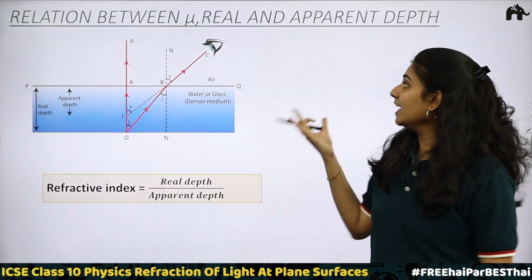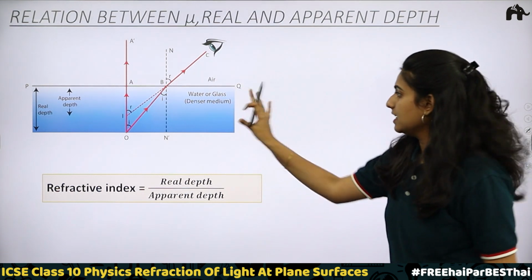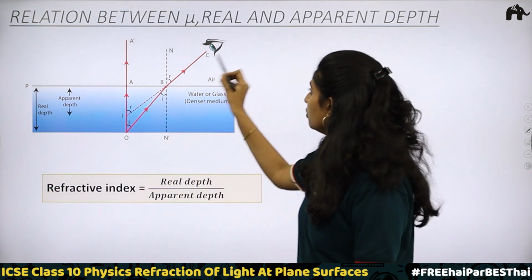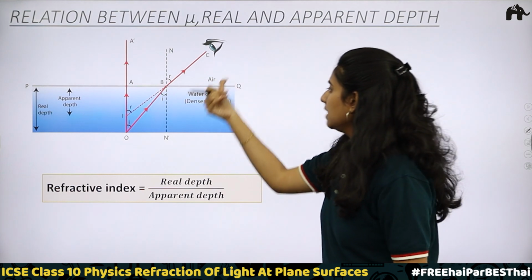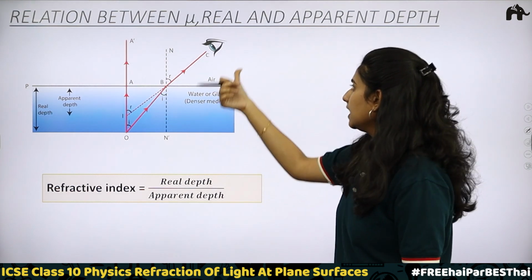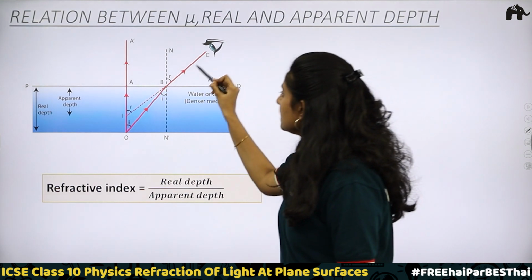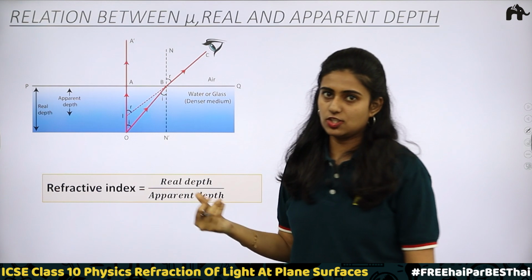Clear? Next, relation between refractive index, real and apparent depth. Here you can see a figure. An object is placed at O, which is being viewed by a person who is at a point C. This is a rarer medium, this is a denser medium. Water is a denser medium, and here we have air, which is a rarer medium. The person will be seeing the object at I. Why? Because of refraction of light.